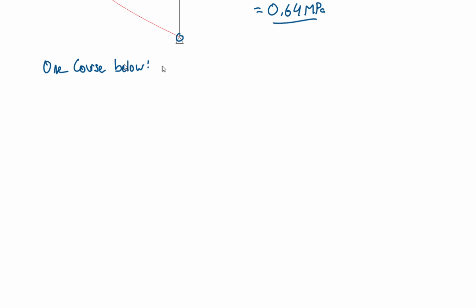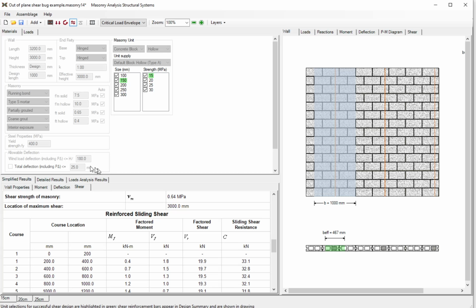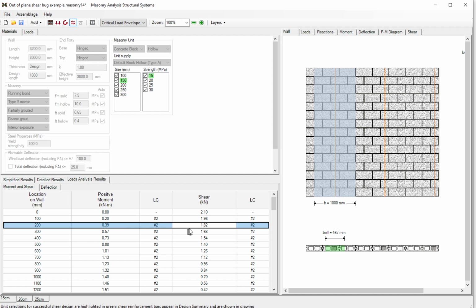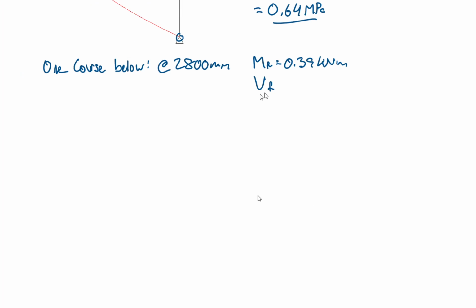So we were at 3 meters, so this would be at 2,800 millimeters. We have a factored moment, MF, of 0.39 kilonewton meters. We have a factored shear now that is lower as well. I'll go back to the software quickly. You'll see that our shear is a little bit lower as well. We're down to that 1.82 kilonewtons. Our dV is the same.